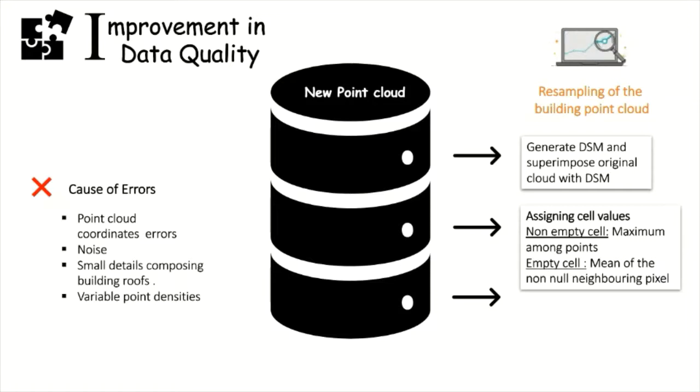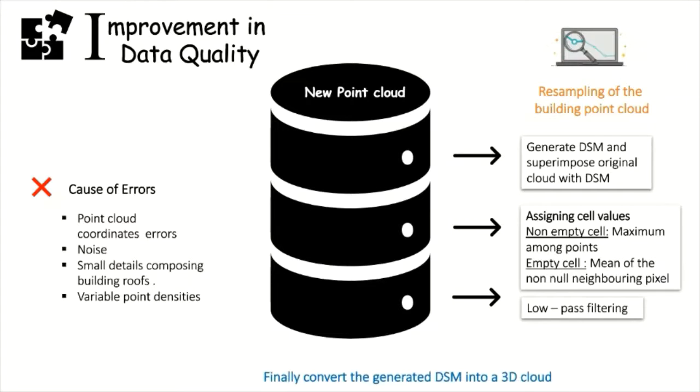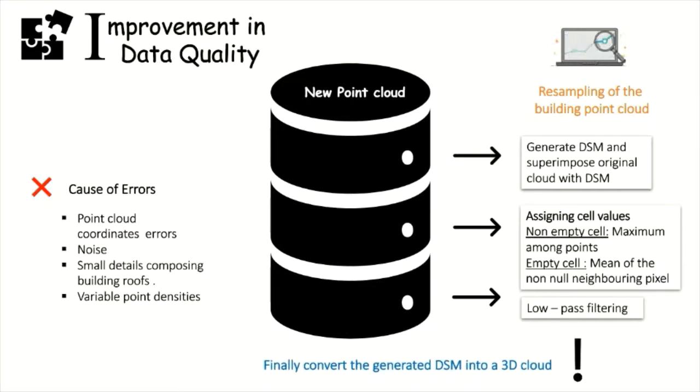To reduce the noise and error, the DSM is passed through a low-pass filter. Now, to feed in the data, you must convert the DSM to a 3D point cloud. If we observe the new point cloud, it shows that it can be used to detect exclusively roof planes, but not inner roof planes, as its accuracy is reduced due to low-pass filtering.